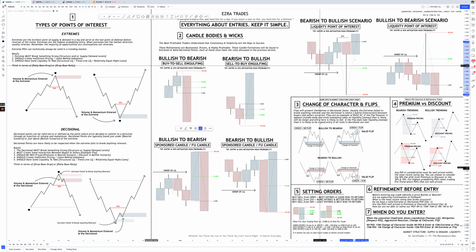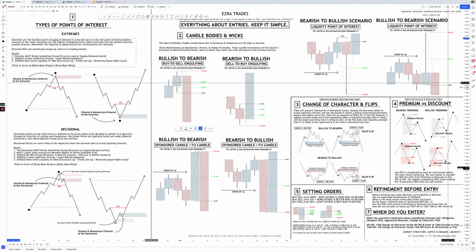Of course, all of these examples must meet the rules in step 1, right? Where they must break something relevant, they should create inefficient pricing and leave behind imbalance, and they should have some sort of liquidity to sweep before we come back to the POI.